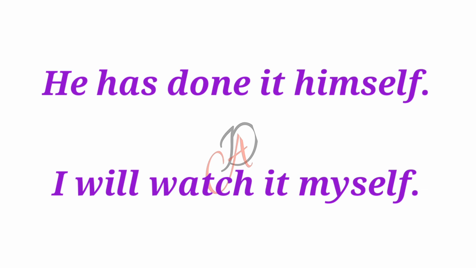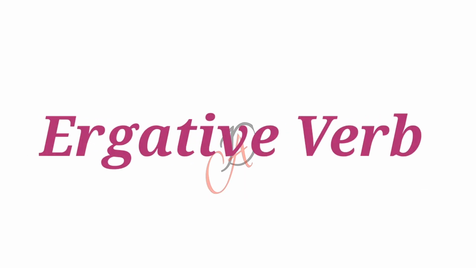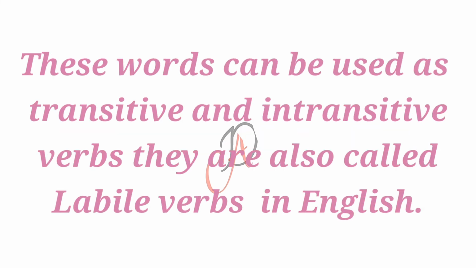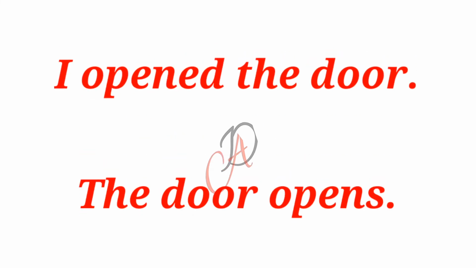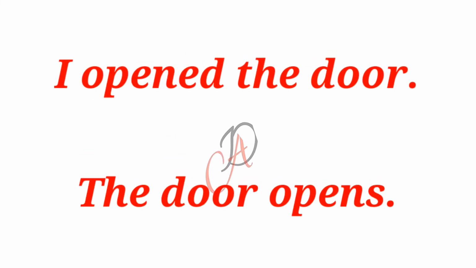Well, let's move on to the next type of verb, that is ergative verb. These are the verbs which can be used both as transitive and intransitive verbs. They are also called labile verbs in English. The examples are, I opened the door. The next one, the door opens. When we look at these two examples closely, the first one uses a transitive verb and the second example uses an intransitive verb respectively. Hence, the verbs which can be used as transitive and intransitive verbs are called ergative verbs.